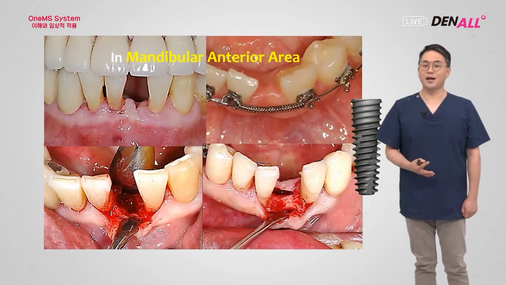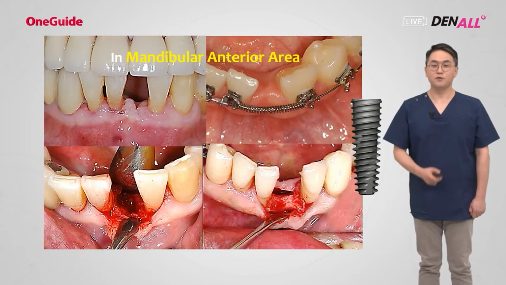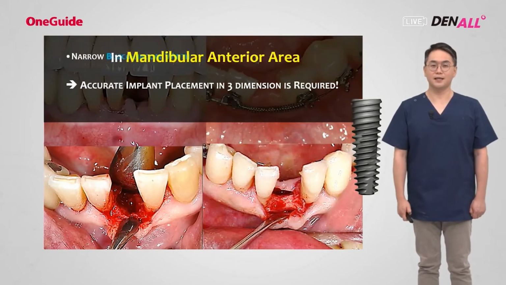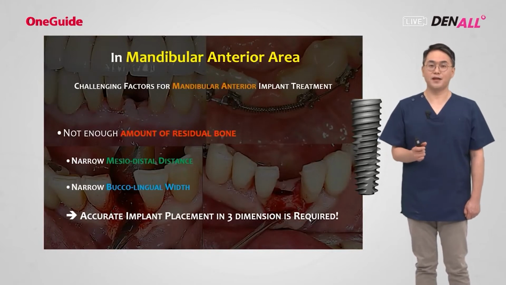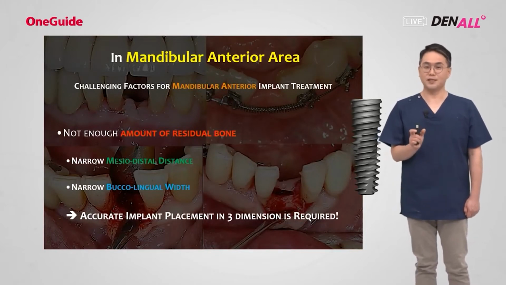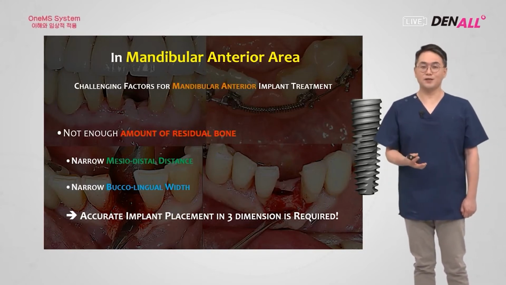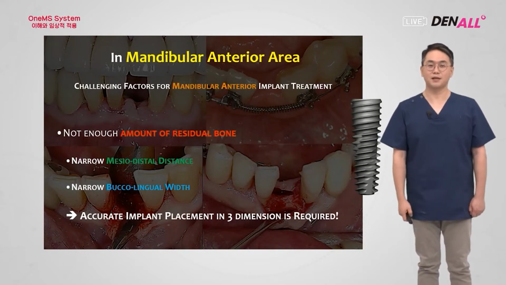Now, on the upper anterior part, I showed you how the OneGuide system can be used. The lower anterior part is also a challenging area to place implants. There are a lot of issues. The biggest issues would be, first, there is a narrow bone width, and secondly, a narrow mesiodistal distance. In other words, it is tricky to drill and to place the implant. The bone is thin, so you need to do grafting.